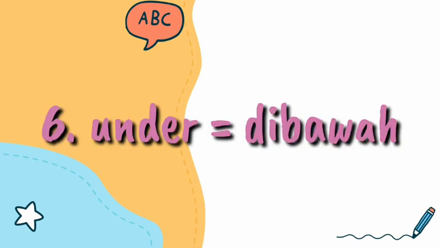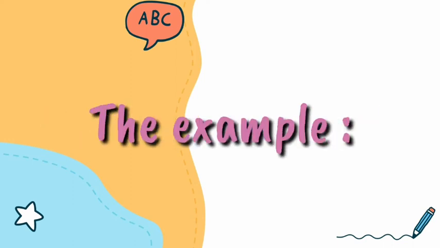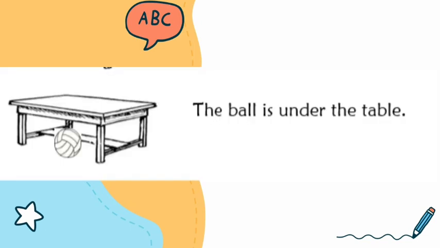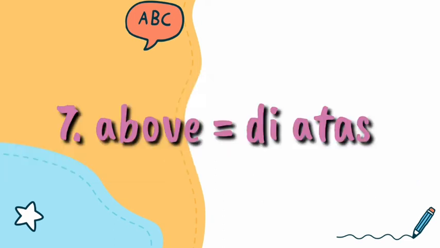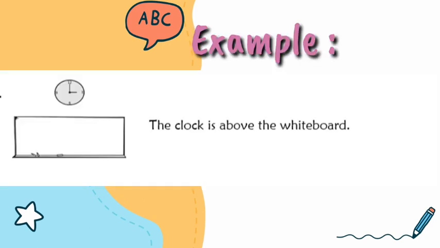The sixth is under. So I will give you an example of the use of under. The ball is under the table. The next is above. Bahasa Indonesia, above adalah di atas. Above ini digunakan untuk menunjukkan benda yang lebih tinggi daripada benda di bawahnya. So, I will give you an example. For example, the clock is above the whiteboard.